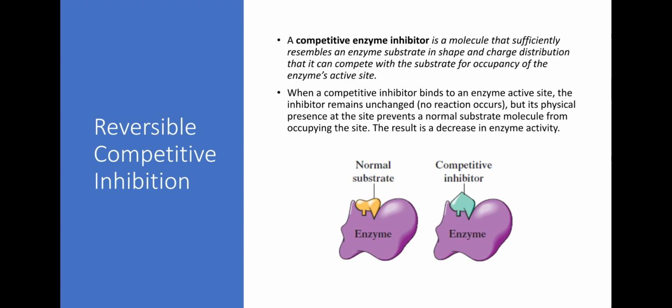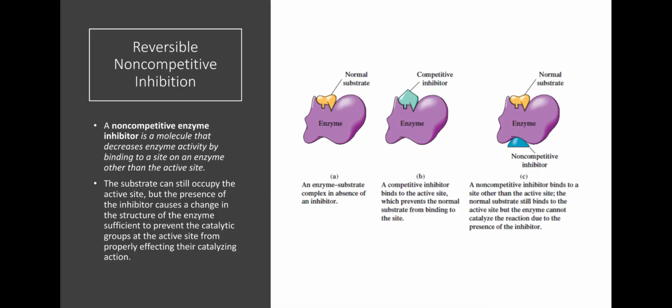The first type is reversible competitive inhibition. A competitive enzyme inhibitor is a molecule that sufficiently resembles an enzyme substrate in shape and charge distribution that it can compete with the substrate for occupancy of the enzyme's active site. When a competitive inhibitor binds to the enzyme's active site, the inhibitor remains unchanged. There would be no reaction occurring, but its physical presence at the site prevents the normal substrate molecule from occupying the site. The result of this is a decrease in enzyme activity.